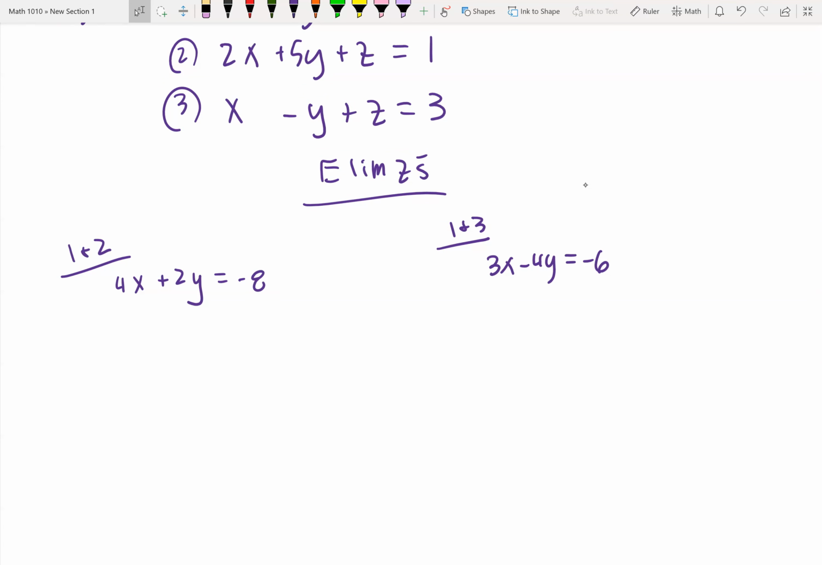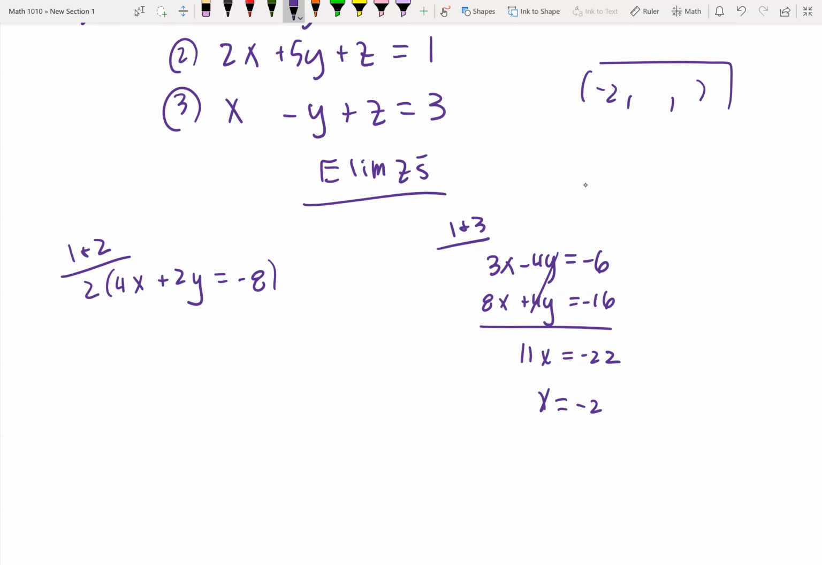Now I'm going to take those two and eliminate something else. If I multiplied this by a 2, I'd have 8x plus 4y equals negative 16. Those cancel. 11x equals negative 22, and I get x equals negative 2. So you know my answer is going to look like this. Now that I have one value, I'm going to come here, and I could actually do there as well. Put negative 2 in somewhere for x and find your y. I'm going to go here. So if x is negative 2, I get negative 8 plus 2y equals negative 8.